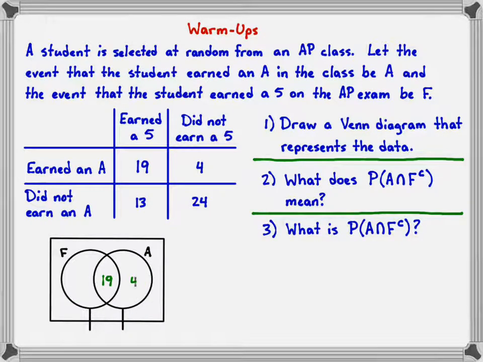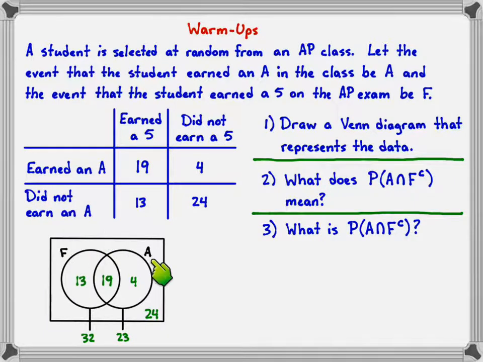That'd be the 4. This is the group of people that did not earn an A but got a 5. So that would be here. So that's 13. And then this is the group of people that did not earn an A or a 5, so that would be a 24 out here. To fill out the rest of this Venn diagram, remember we need to add these two numbers to get the totals there. That'd be 32. And then 19 and 4 would give me 23 down at the bottom here.